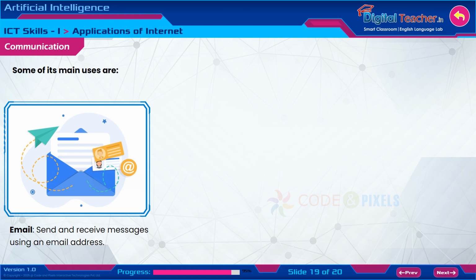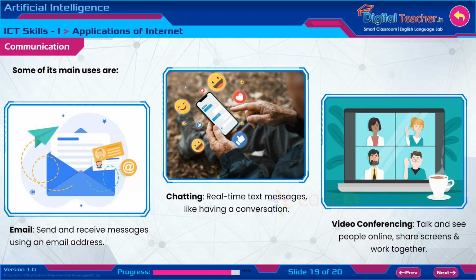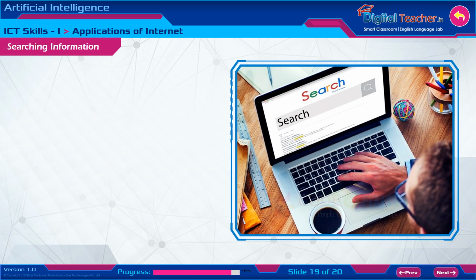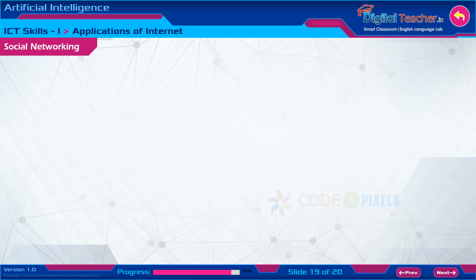Email, send and receive messages using an email address. Chatting, real-time text messages, like having a conversation. Video conferencing, talk and see people online, share screens, and work together. Searching information. Use search engines like Google to find information by typing keywords. Social networking.